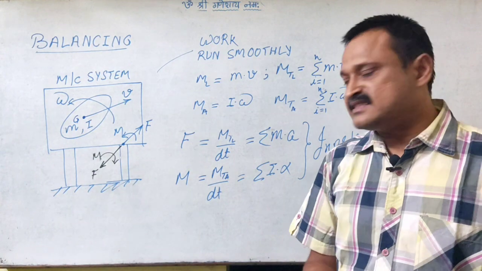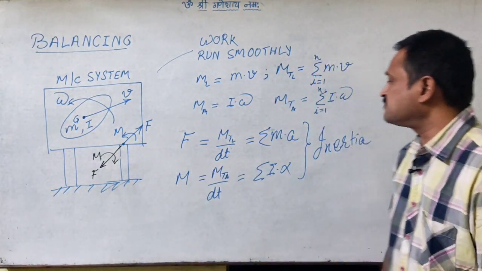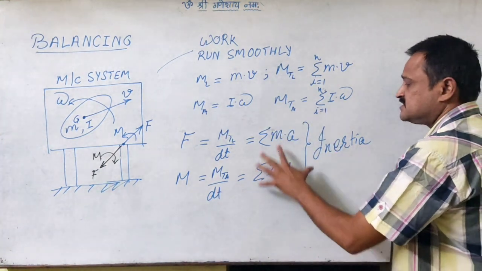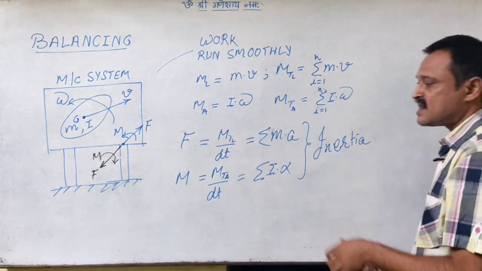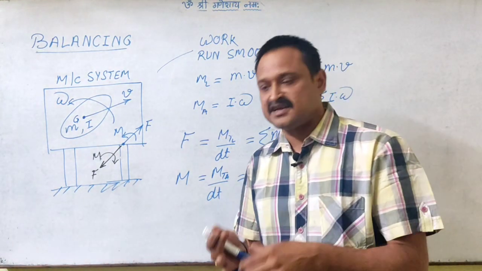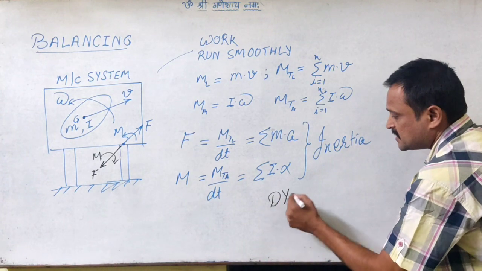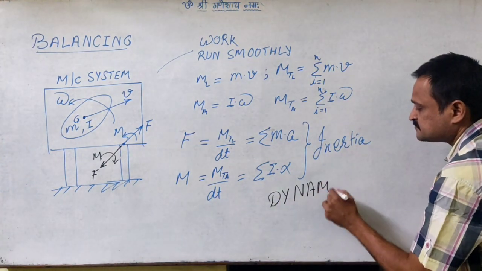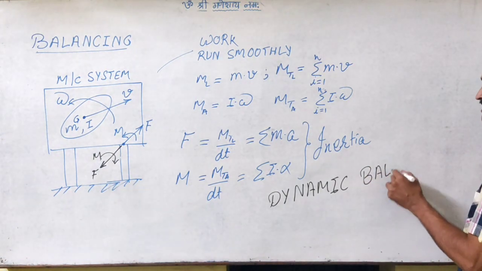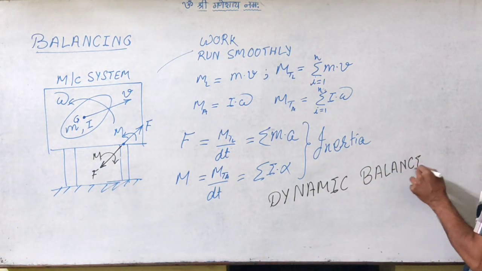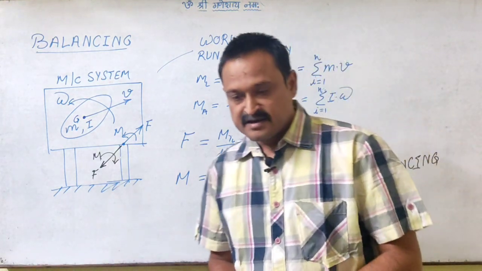So to make it run, then I'll have to introduce these forces in the system. That means if the summation of these inertia forces and inertia moment is zero, if I make it zero, then I can say that the system is dynamically balanced, or this will be called as the dynamic balancing of the system. This is a very important aspect.